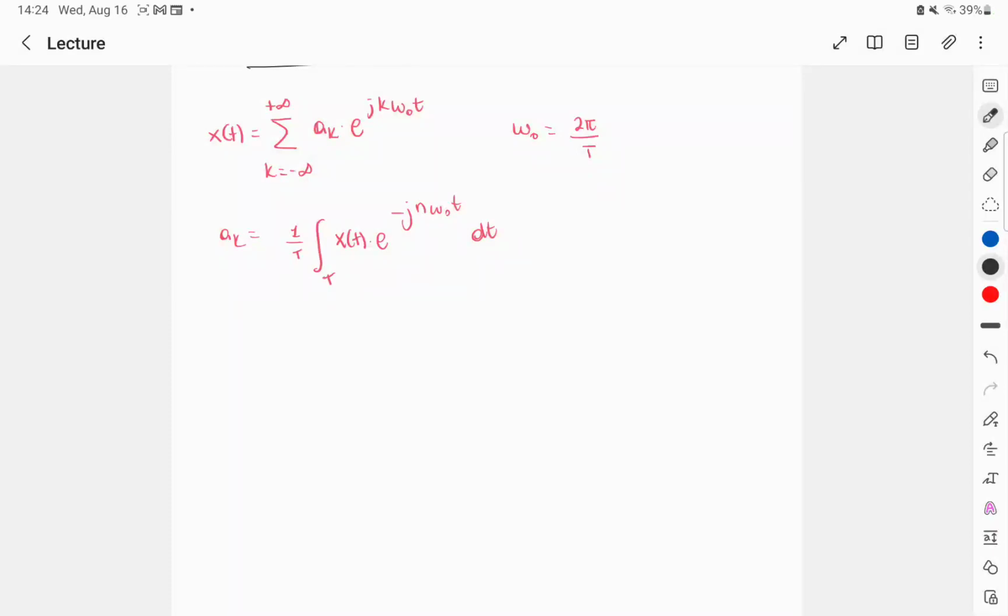Now, welcome to the next lecture of signal processing. This lecture we will start with some examples. And the first example asks us to determine the Fourier series. Determine the Fourier series of the signal x(t) equals sine of omega t.